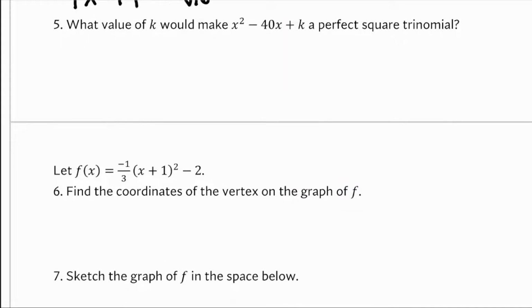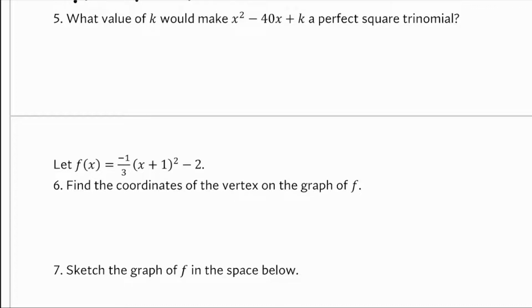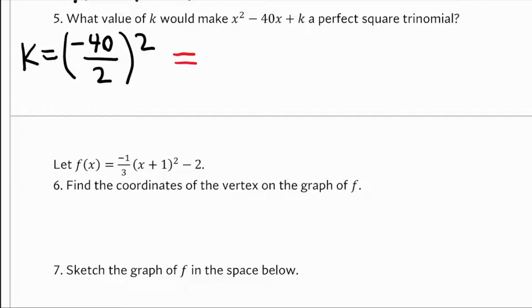All right, now we're going to find what value of k would make x squared minus 40x plus k a perfect square trinomial. Okay, so this is like, what value do I add when I'm completing the square? Very distilled problem. So I'm going to take the negative 40 and divide by 2 and then square. Negative 40 divided by 2 is negative 20. And I multiply negative 20 times negative 20 and I get positive 400.